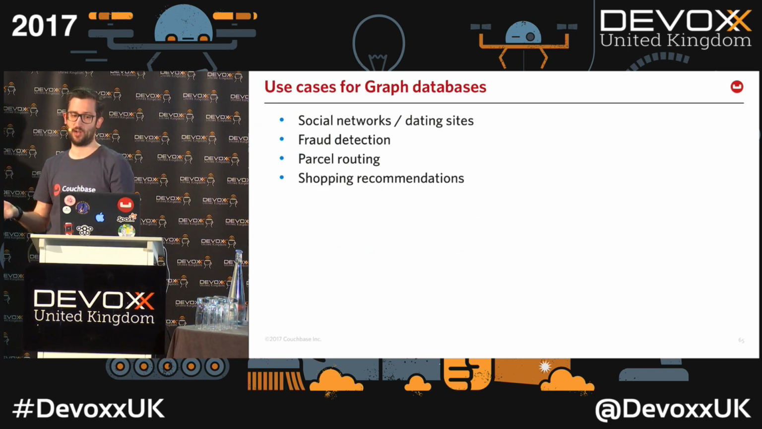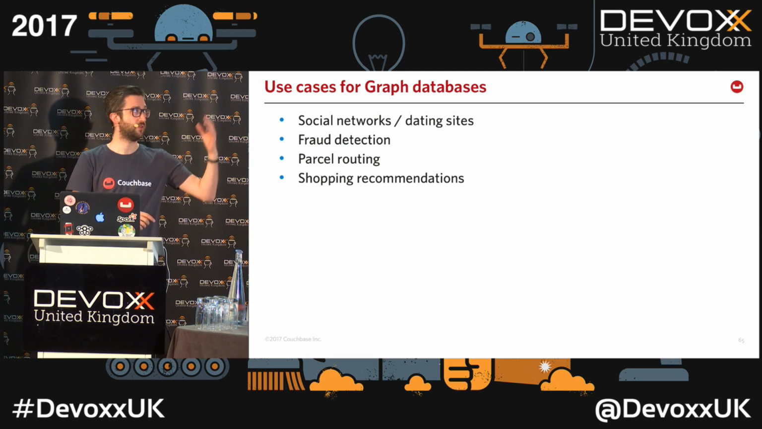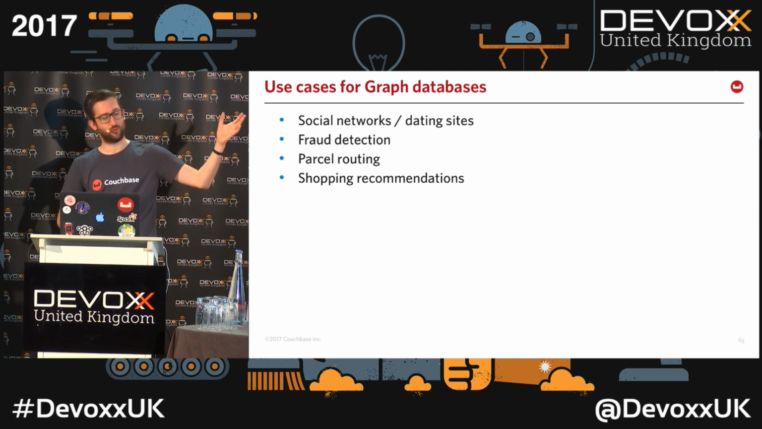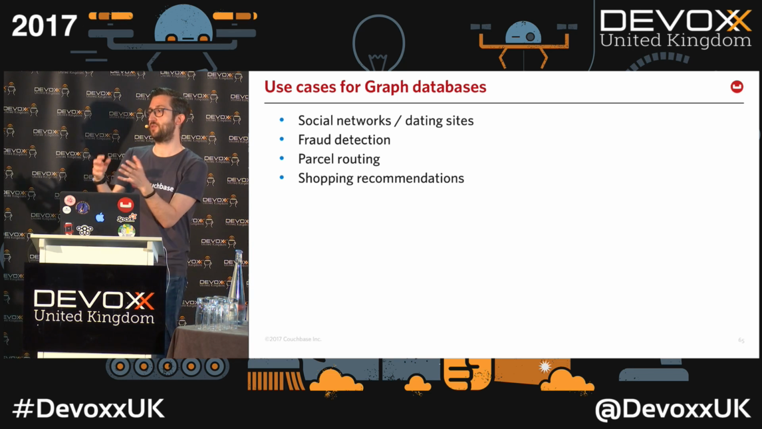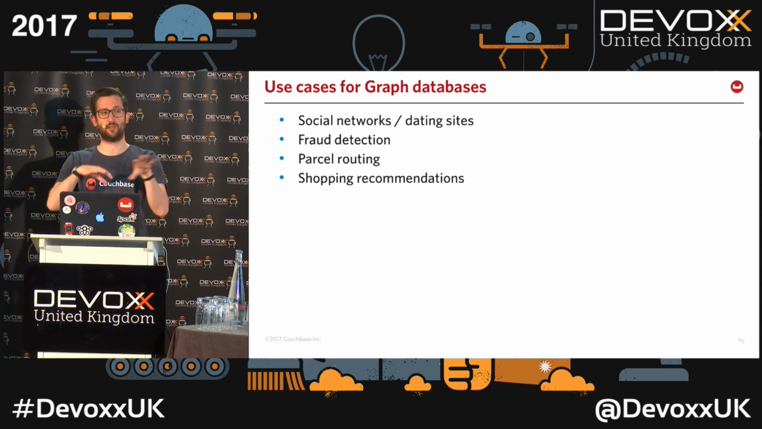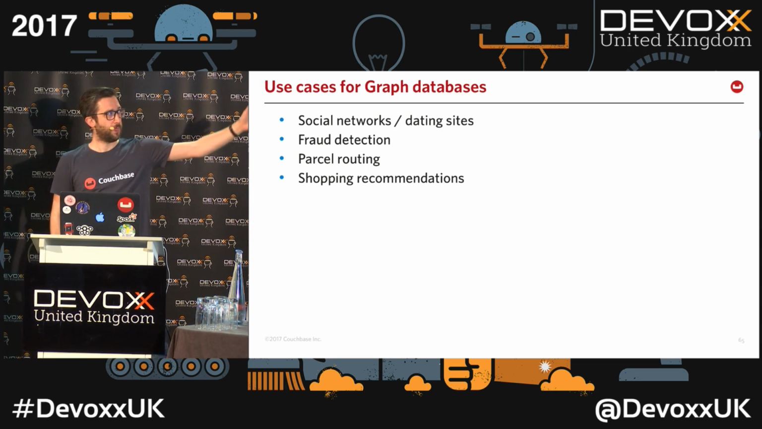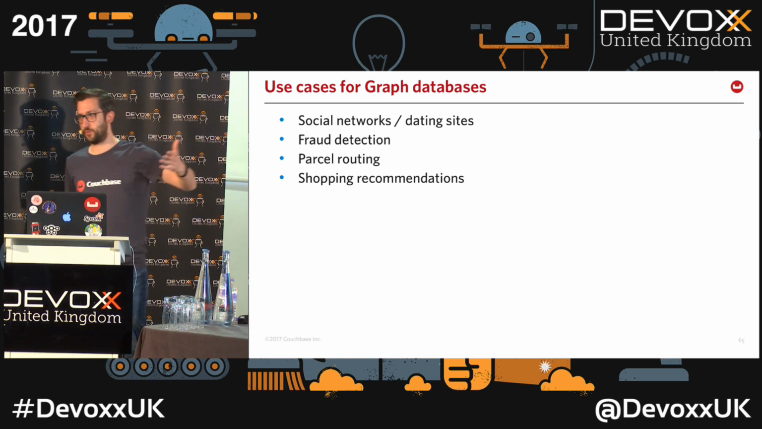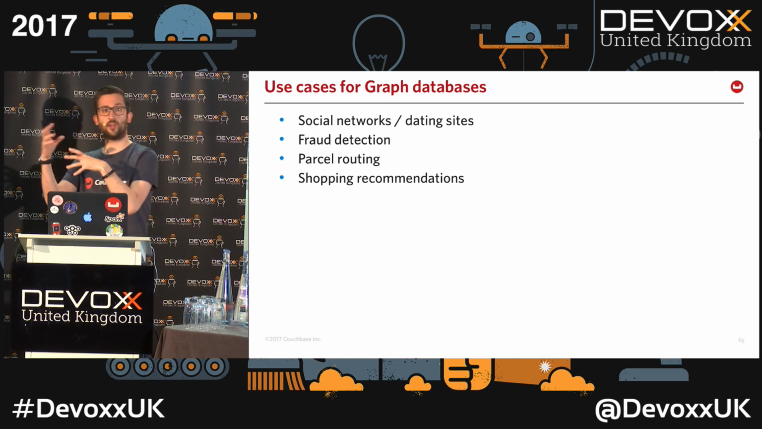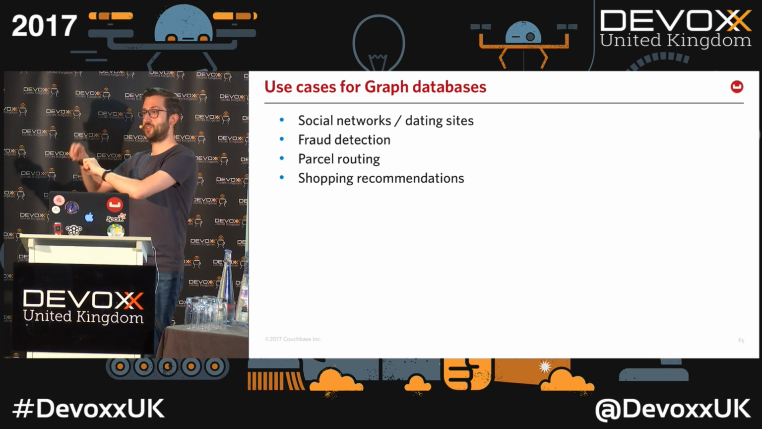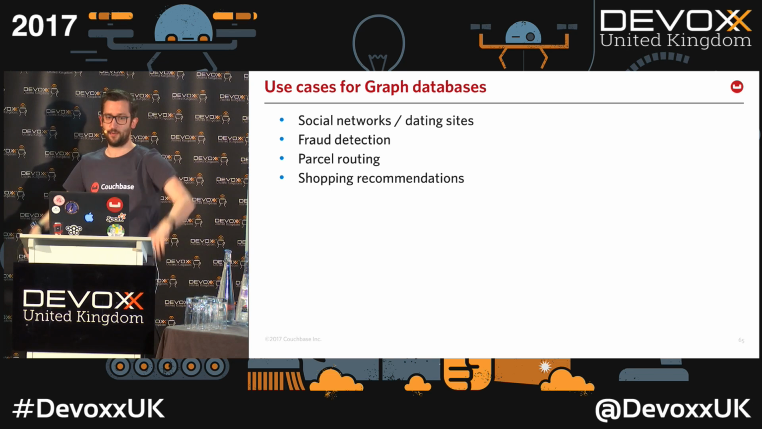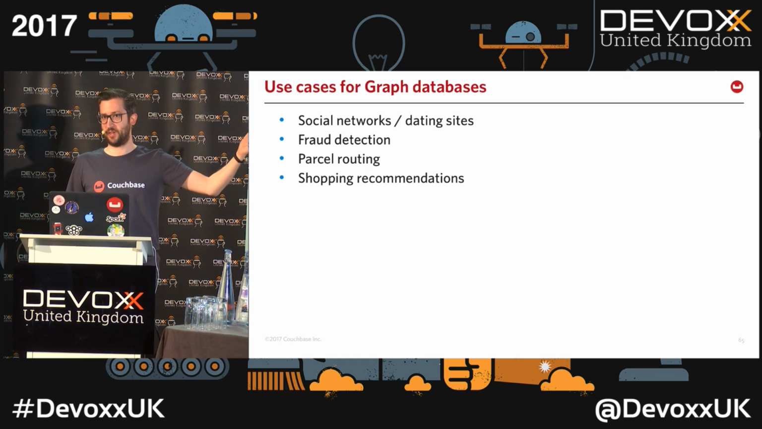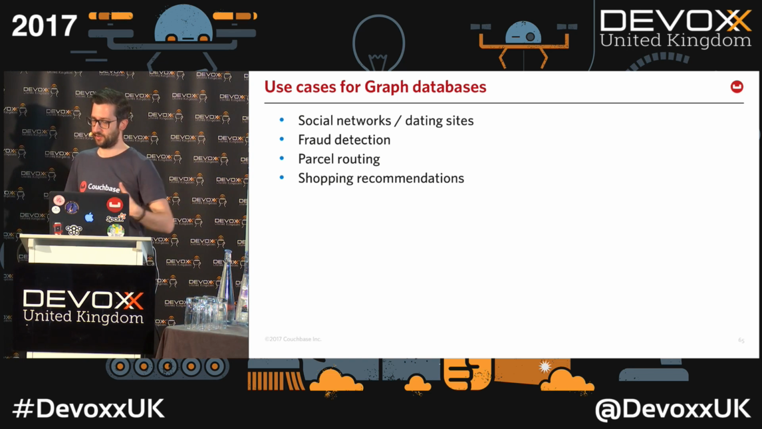These are very different class of systems. The typical use cases: social networks, dating sites. Fraud detection is an interesting one. Is the behavior of this person and the relationships that they've established like those of other members of their class? Parcel routing, traveling salesman problem, solving problems like that, going from A to B. What is the relationship between this location, how do I navigate through the nodes to get there? And shopping recommendations, Netflix recommendations, things like that.